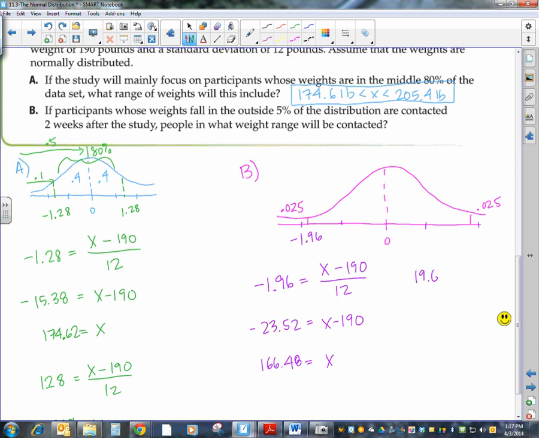You'll do the same thing with the positive value. Go through the steps to solve it, and you will get that x equals 213.52. And just like we talked last time, they wanted the outside, so this time we're talking about these values. So when I write my answer, it's going to be those values that are less than 166.5 pounds, or those that are greater than 213.5 pounds.